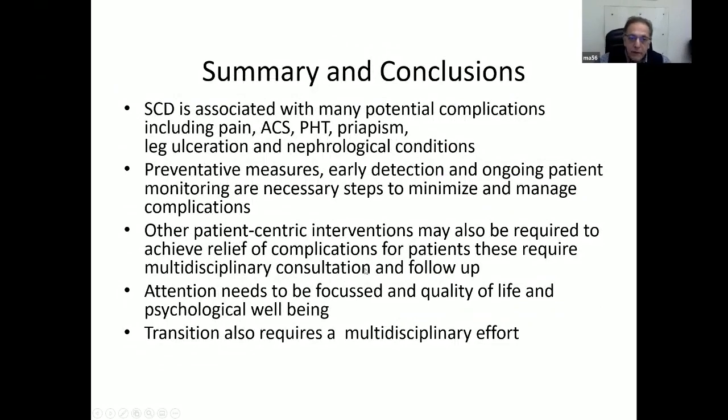Now, to summarize the conclusion: sickle cell disease is associated with many potential complications, including pain and acute chest syndrome, leg ulceration, and so on. Preventive measures, early detection, and ongoing patient monitoring are necessary steps to minimize and manage complications. This can really only be done in a multidisciplinary setting. Other patient-centric interventions may also be required to achieve relief of complications, and these also require multidisciplinary consultation and follow-up.